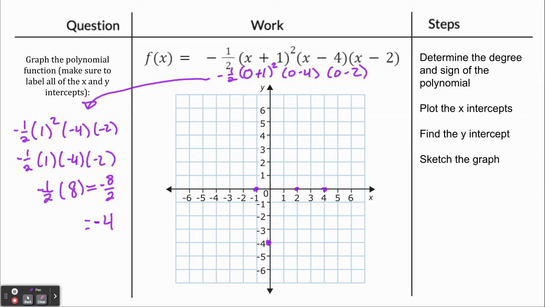So what that means here is that I know that my graph is going to hit all of these zeros and go through my y-intercept. Now, the last thing when I'm sketching here is that because I know that one of these values is squared, I know it's going to bounce off that point.